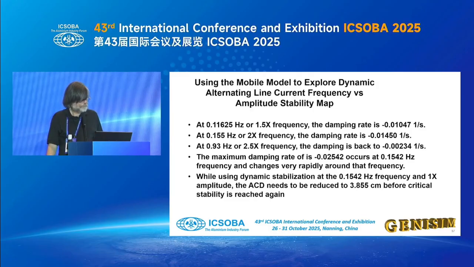0.01542 Hertz. That is 1.99x for the frequency compared to the natural frequency. I'm getting, with that kind of compensation, I can reduce the ACD from 4.3 to 3.855 in that mobile model and keep the critical stability. So it's working quite well in that little model.